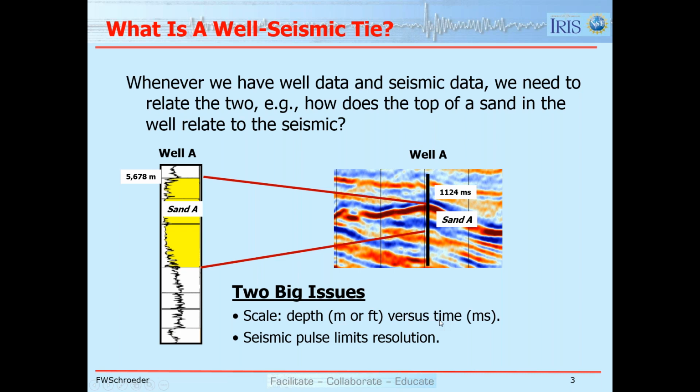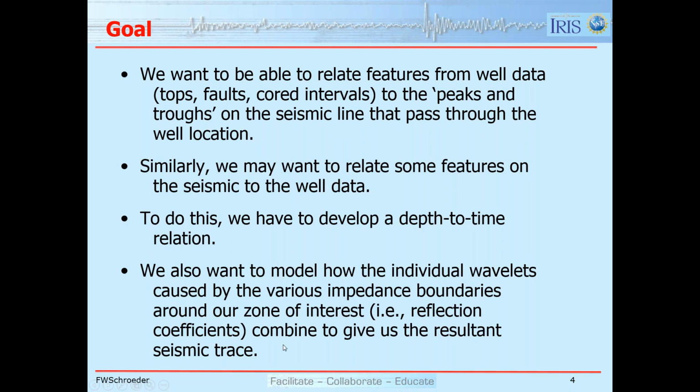We can do extensive processing to convert the wiggle trace from two-way time vertical axis to depth. The other thing is that the seismic pulse, the energy wavefront that's going down, has a certain time duration, a certain characteristic, and that limits resolution. And so we would like to know how those limitations, because of a non-infinitely small pulse duration, impact the appearance of the seismic wiggles.